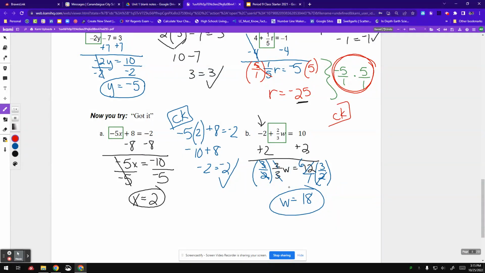Let's do a check. Negative 2 plus 2/3 times 18 equals 10. Order of operations says that I have to do my multiplying first. So I'm going to put my 18 over 1. 3 divides into 18 6 times. So this is negative 2 plus 12. Different signs subtract, and I do get 10. I find this so fun, and I hope you do too.